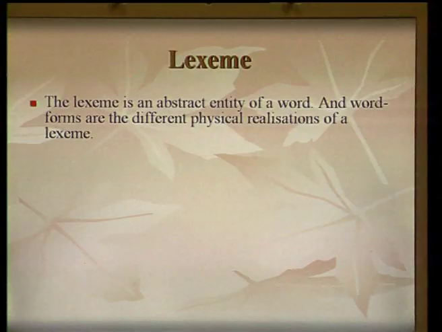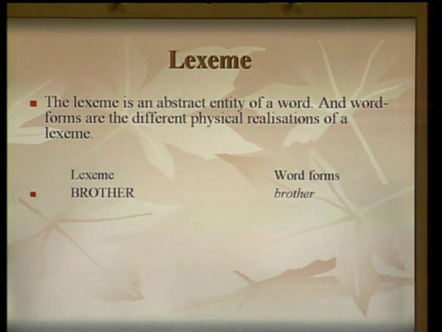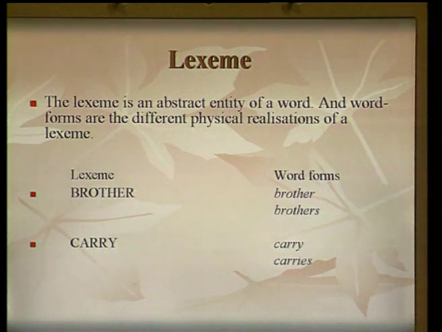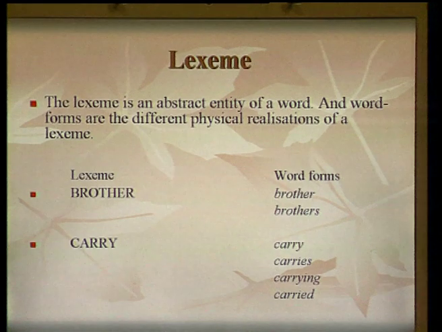Let us move to the concept of lexeme. The lexeme is an abstract entity of a word, and word forms are the different physical realizations of a lexeme. Thus, if you have a lexeme, BROTHER, the word forms of this lexeme are brother and brothers. If you have the lexeme CARRY, the word forms of this lexeme are carry, carries, carrying, carried. The convention is to write lexemes using capital letters.